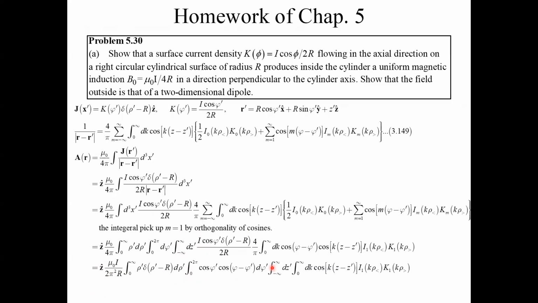And finally, we're going to problem 13. So 30, part A, show that a surface current density flowing in the azimuthal direction on the right circular cylindrical surface of radius r produces inside the cylinder a uniform magnetic induction in a direction perpendicular to the cylinder axis. Show that the field outside is that of a two-dimensional dipole.